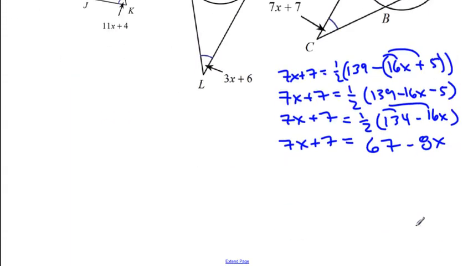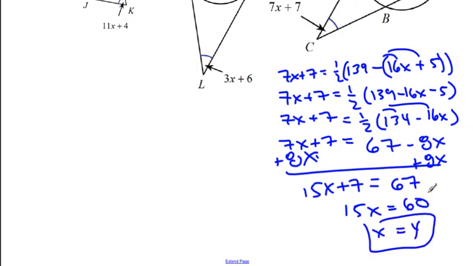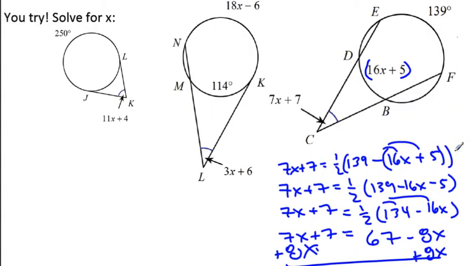So how do we solve this? This is a very, very simple Algebra 1 problem. Let's add 8x to both sides. Put that right there. Draw a line. 15x plus 7 equals 67. If I subtract 7 from both sides, 15x will equal 60. X will equal 4. So we're done with that one. All right, so I just wanted to emphasize with that last one that when you subtract, you have to subtract the entire angle, so put that in parentheses.